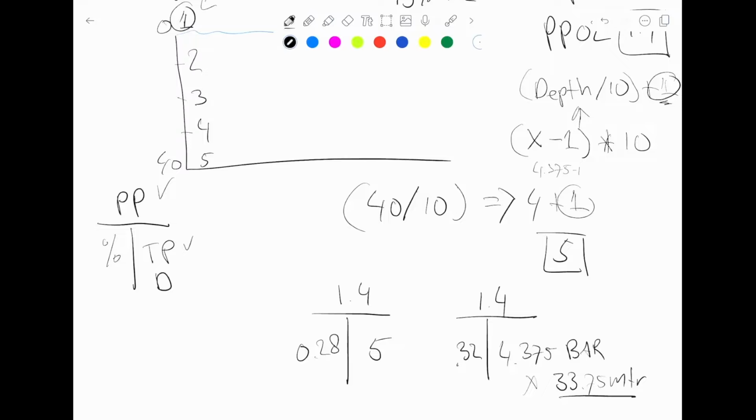For a lot of people, that's the maximum depth they should go to anyway, because that's what their certification allows them to. But this is how you can calculate that. I hope that makes sense.